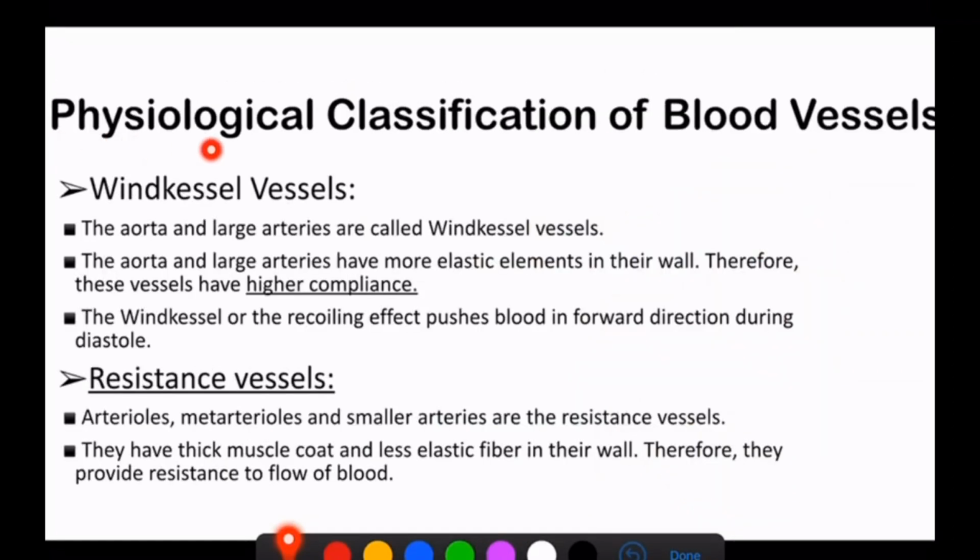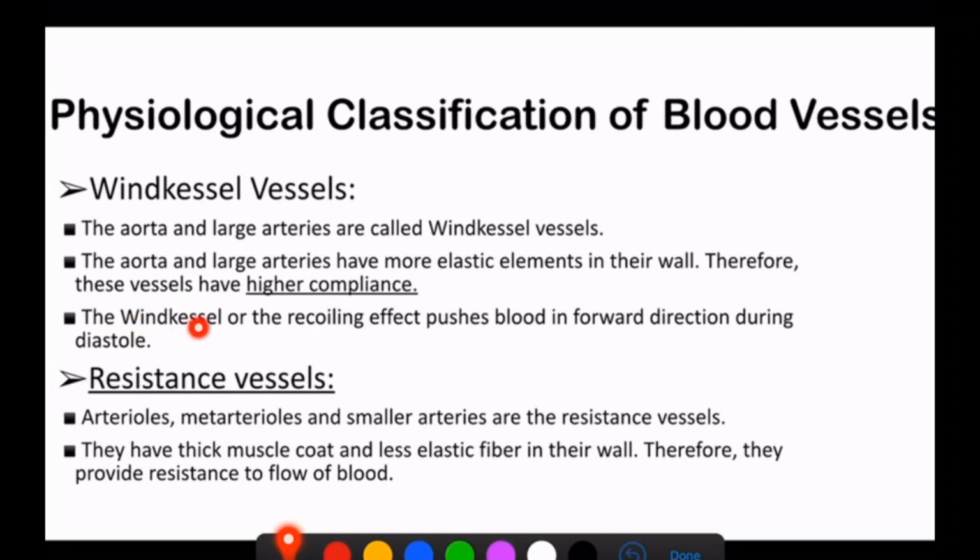So we have the physiological classification of blood vessels. First of all, we have Windkessel vessels. Windkessel is a German word which here implies elastic recoil. The aorta and large arteries are called Windkessel vessels. Since the aorta and large arteries have more elastic elements in their wall, these vessels have higher compliance. Having higher compliance means their ability to expand without recoiling back to their original position.